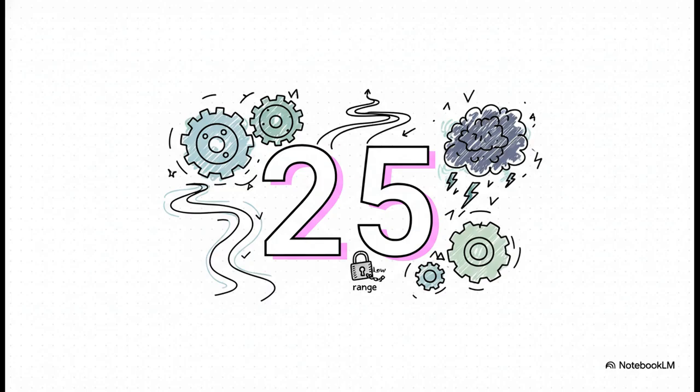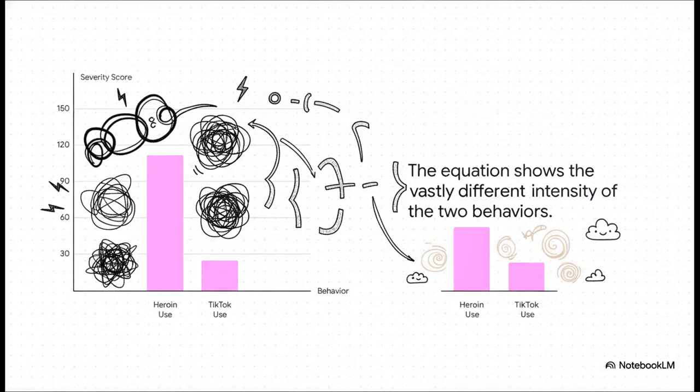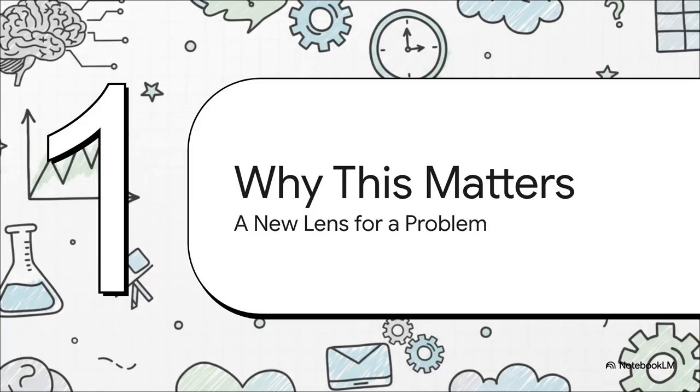And that just highlights the huge difference in intensity, doesn't it? When you see them side by side like this, it just clicks. This is the whole point. The equation gives us a way, a language, to talk about the vastly different intensity between these two behaviors. Yes, both can be problematic, but the numbers show you that what's driving them, the underlying dynamics, are worlds apart.